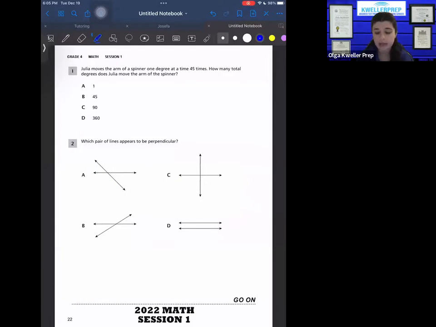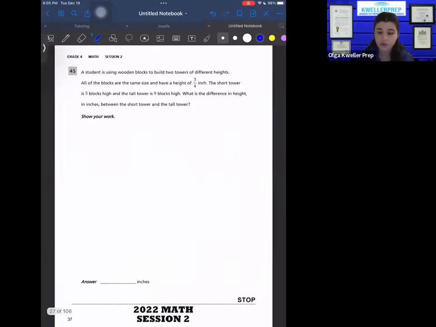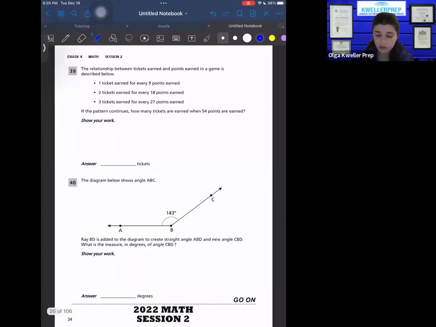And then for the math exam, it's similar. There's multiple choice. And then there's also short answer for the math where they want students to show their work. And sometimes there's even long form where they actually have to explain how they got to their answer. And the same is true for the fifth grade test and the third grade test.